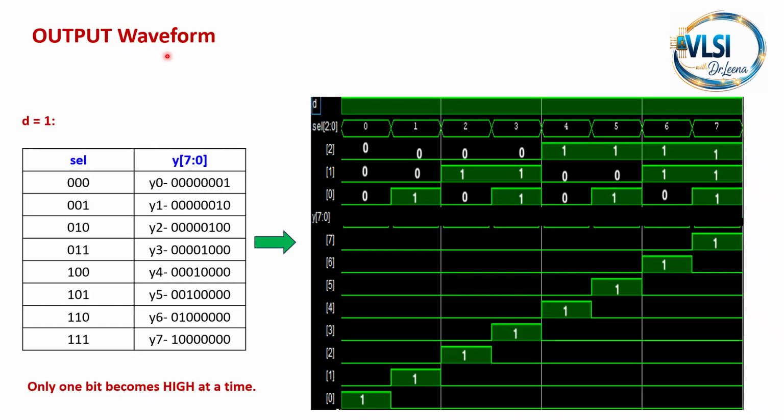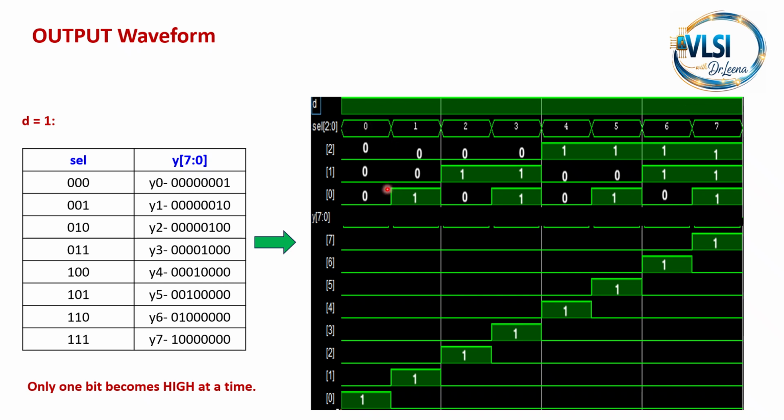Yeah, now we can see the output waveform. See, first D is equal to 1, and when D is equal to 1, when sel is 0, 0, 0, it selects Y0. When sel is 0, 0, 1, it selects Y1. Similarly, it does for all, and when sel is 1, 1, 1, it selects Y7. And here only one bit becomes high at a time. So we can see it in the waveform window. Look at this. D is 1, so it is 1 for every case.